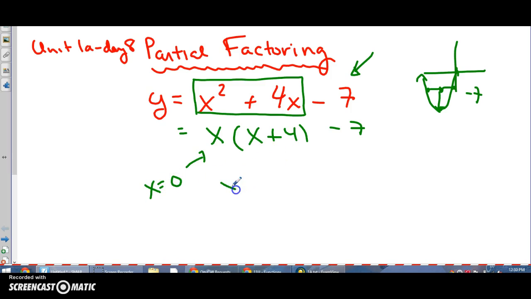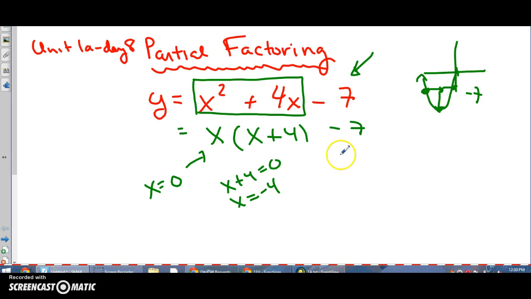And then you ask yourself, when is x plus 4 equal to 0? And that's when x is equal to -4. So you know two points, and your two points now are 0, -7 and -4, -7. So this is the point -4, -7 over here. And that's great. You can plot those points there: -4, -7, and 0, -7. But that's not good enough because I want the vertex.